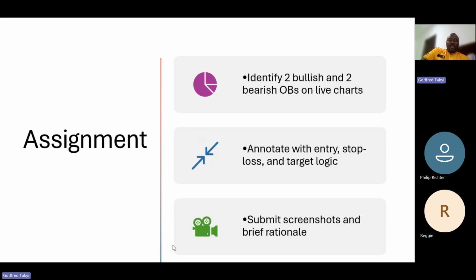So, assignment: you identify 2 bullish and 2 bearish order blocks on a live chart. Then you indicate where you enter, where you put your stop, where you put your take profit, and submit a screenshot and a brief annotation. So this is the end of the theoretical part of the lecture.